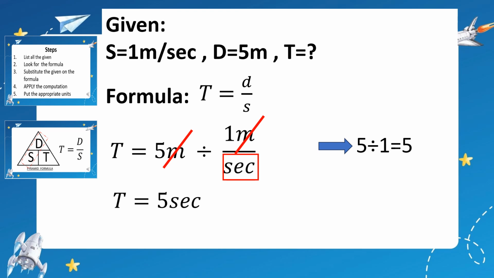So we're just going to divide the numbers and look at the units to see if there are similar ones or not. If there are similar ones, just cancel and keep the remaining units. And this will be the unit for the unknown or missing component, which is the time.